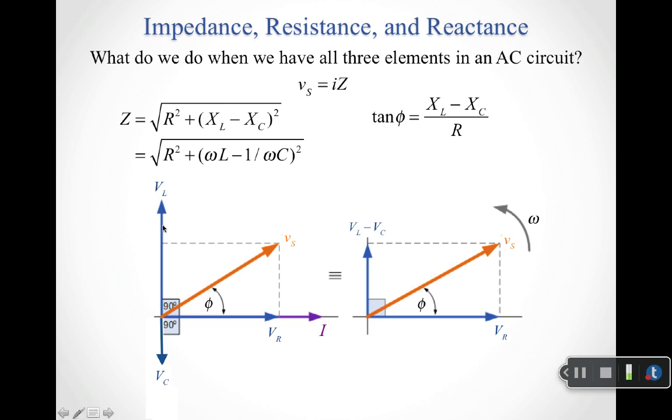If we only have two elements, then obviously one of these is 0, and that's going to make it easy to figure out what's going on with the impedance and the phase shift. But here's our most general version for dealing with how things are running within an AC circuit.